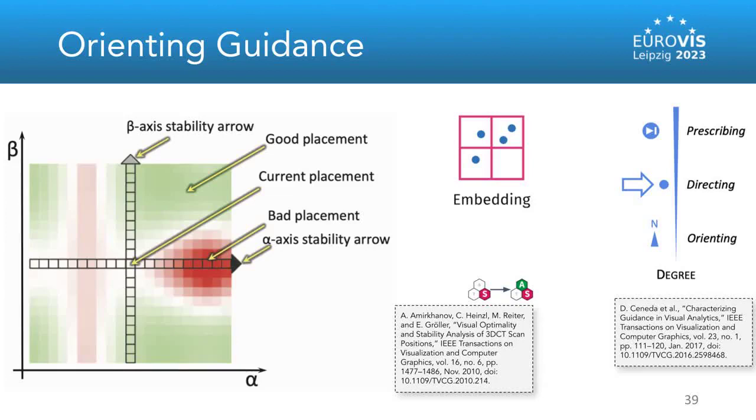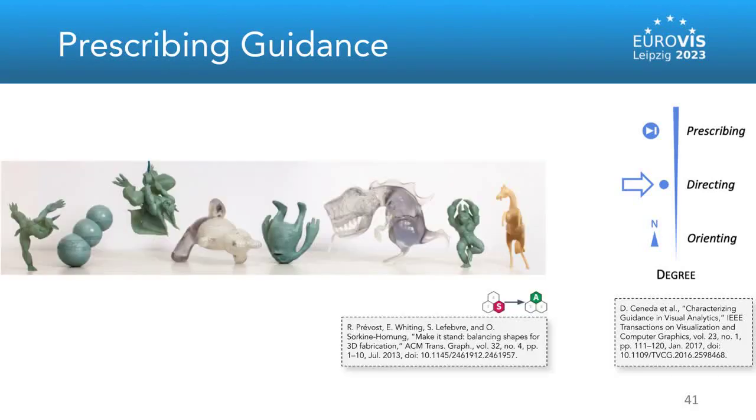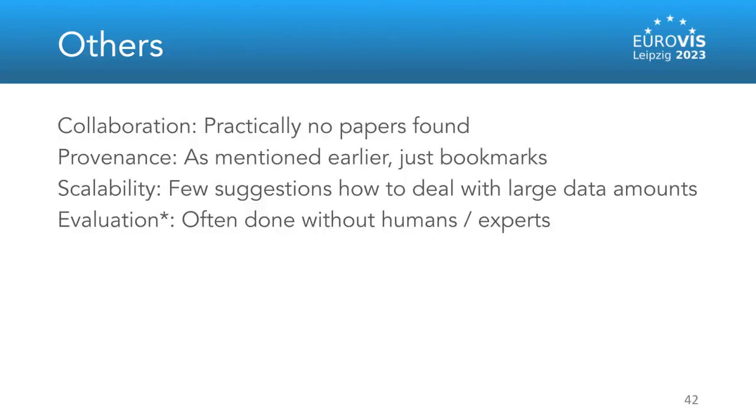Continuing to guidance, we found all guidance degrees as specified by Ceneda et al., and provide examples for optimization tasks. There was orienting guidance, visual cues, after automated sampling and output quality derivation in the work by Amirkhanov et al. Directing guidance in the form of suggestions we showed earlier already in the shelf building example by Umetani et al. And prescribing guidance can be found in the 3D figurines by Prévost et al., where the system dictates the distribution of negative space inside.